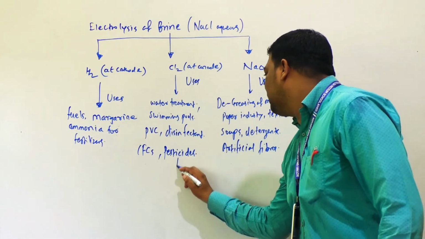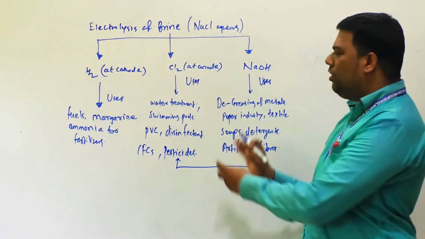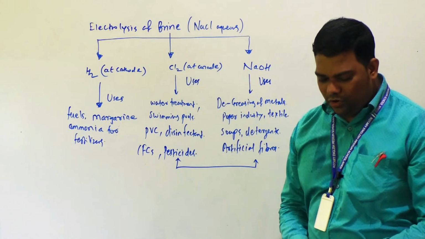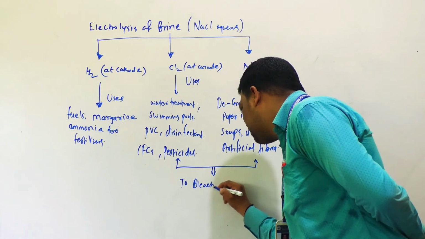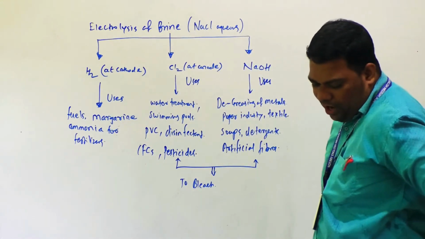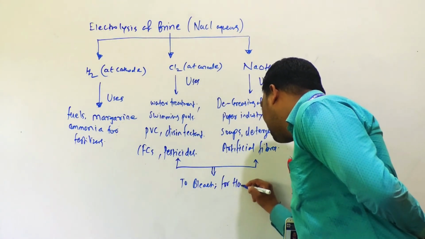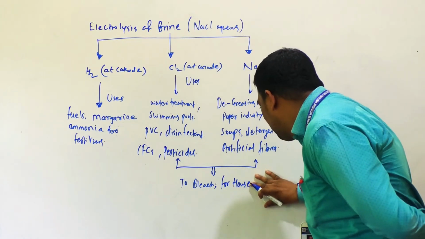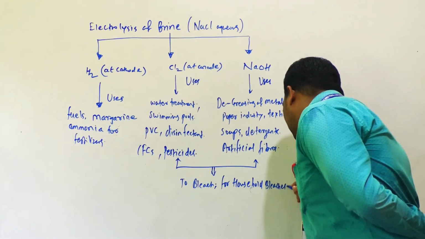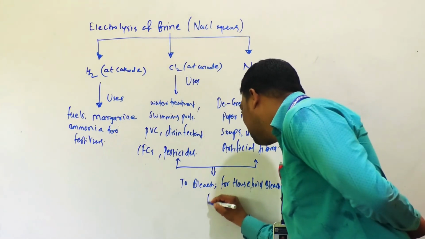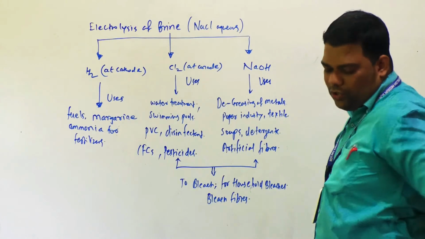Now we will see how your mixture of chlorine and NaOH can be used together. Whatever chlorine and NaOH are used to bleach, how can we use this? Yes beta, to bleach. Then for household bleaches. Where can we use this? For household bleaches. Then to bleach fibers.